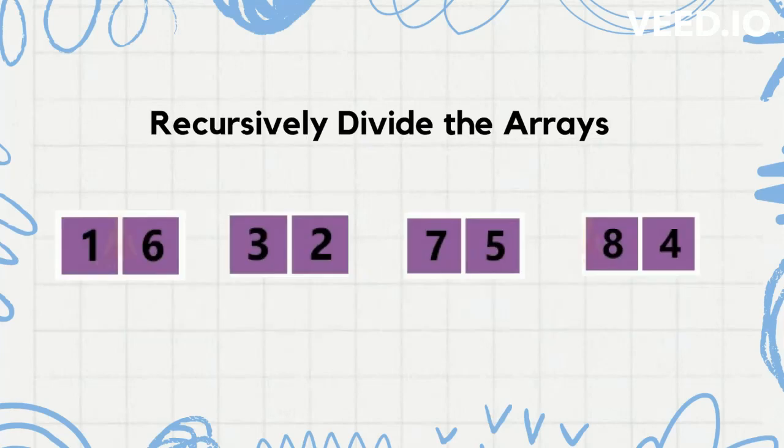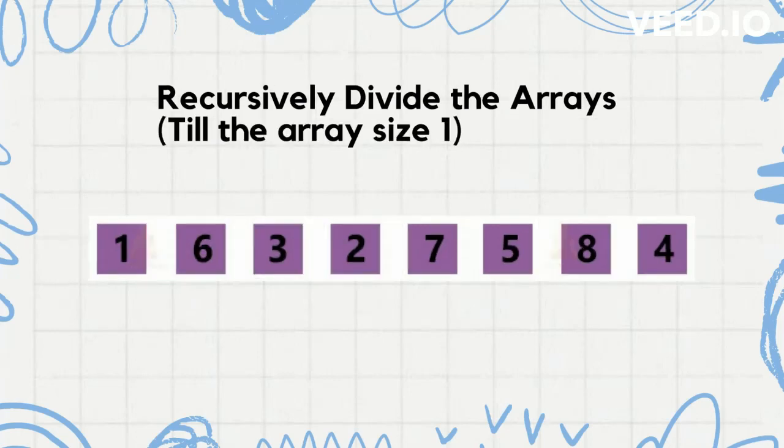Next, we recursively divide these arrays into further halves. The half of 4 is 2. So now we have 4 arrays of size 2 each. The next step is, we will keep on dividing into further halves until we have reached an array length of size 1 as shown in the figure.